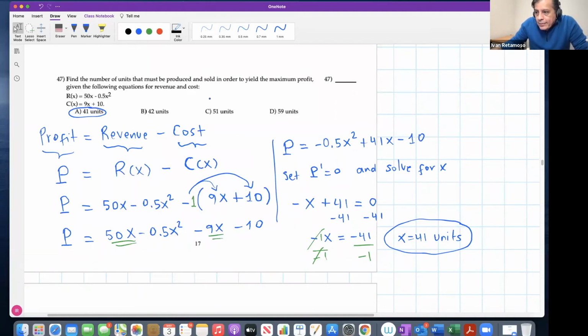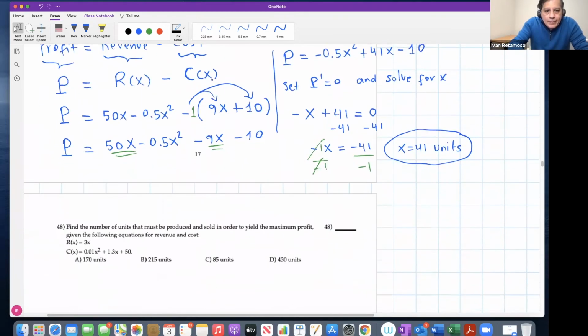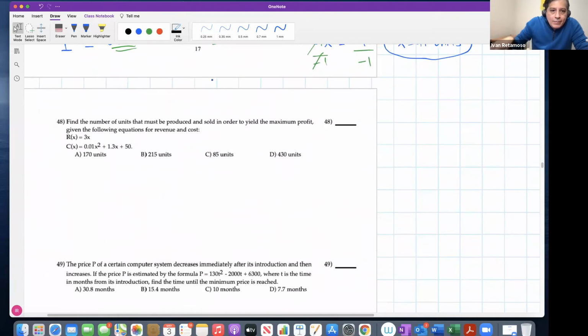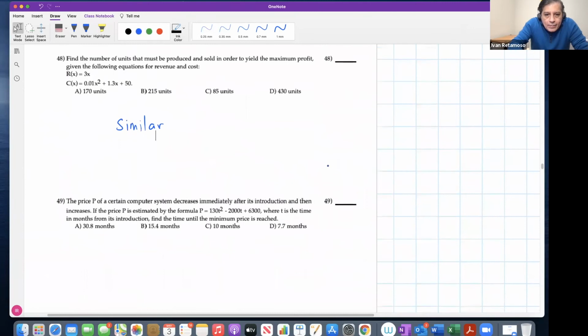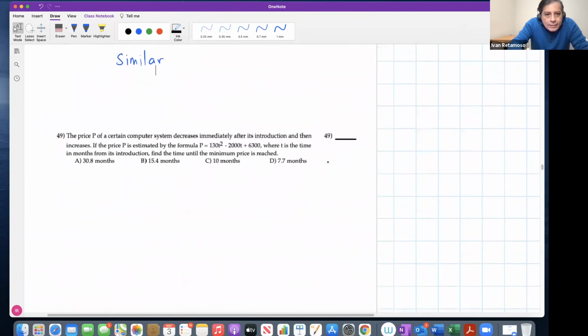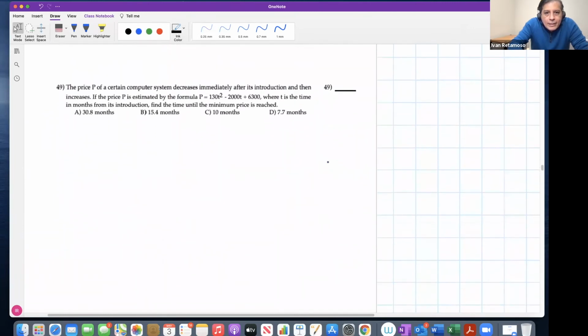Very good, guys. So let's move on. This is number 47. 48 is similar. Of course, the revenue function and cost function are different, but the method to solve this is similar. So you should try this at home, or we can go back to them on the break or before this ends. 49 is a little bit different.